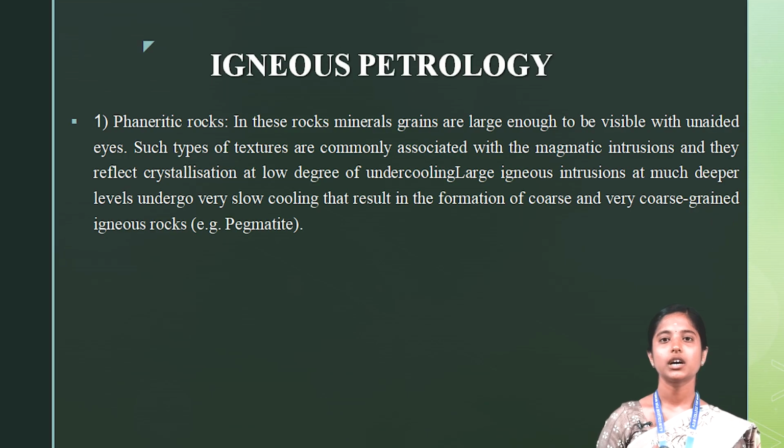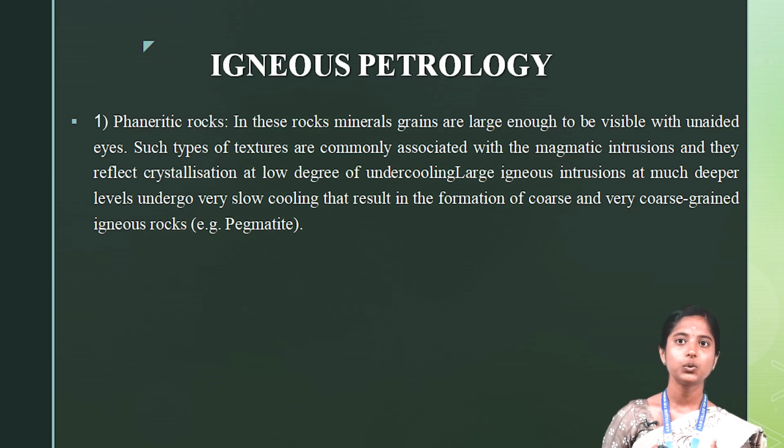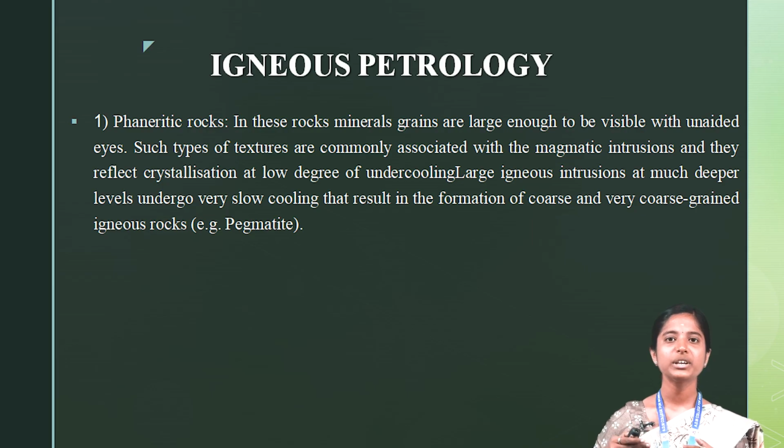So first we discuss phaneritic rocks. In this rock, mineral grains are large enough to be visible to the unaided eye. Such types of texture are commonly associated with magmatic intrusions and they reflect crystallization at a low degree of undercooling temperature. Phaneritic texture also indicates a low rate of nucleation, formed under plutonic conditions, and they are emplaced on the surface due to upliftment.